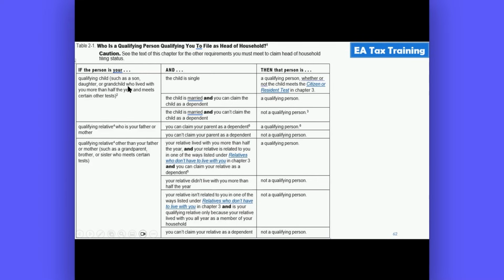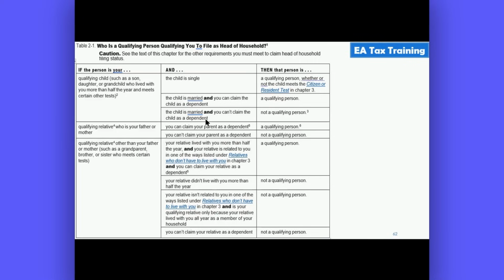So a qualifying child, so this would be a son or daughter, or even a grandchild who lived with you for more than half the year and meets certain other tests. So it's a qualifying child or grandchild. If that child is not married, they are single, then they are a qualifying person automatically for purposes of head of household. If they are married and you can claim that child as a dependent, they are also a qualifying person. The only time a child will not count for head of household status is if they are married and you cannot claim them as a dependent.